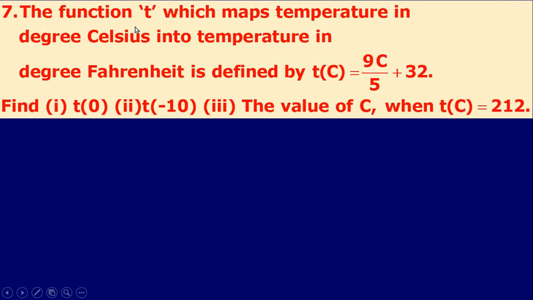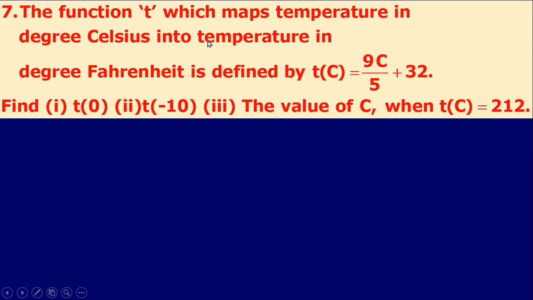So next problem: the function t, which maps temperature in degree Celsius into temperature in degree Fahrenheit, is defined by t of c equal to 9c divided by 5 plus 32. Find t of 0, t of minus 10, and the value of c when t of c is 212.